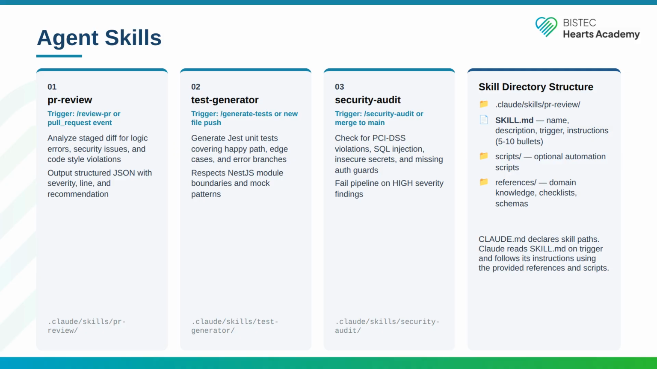The security audit skill triggers on security audit or on merge to the main branch. It checks for PCI DSS violations, SQL injection vulnerabilities, insecure credential handling, and missing authentication guards. It fails the CI pipeline when it finds high severity findings.